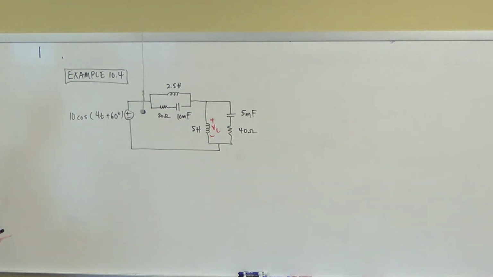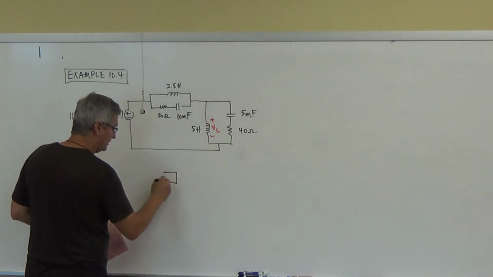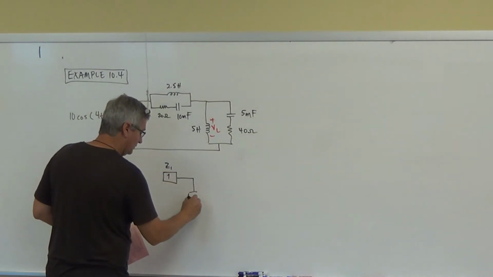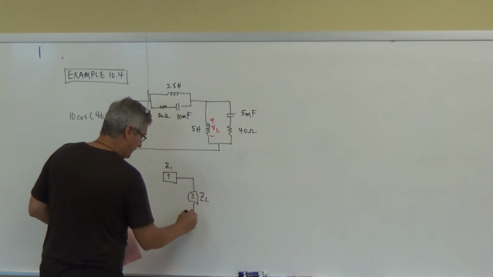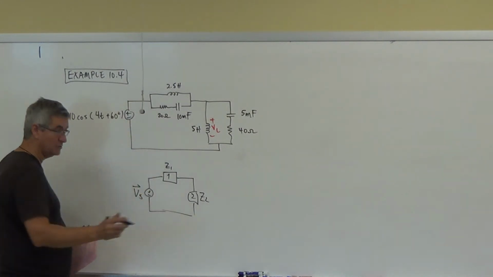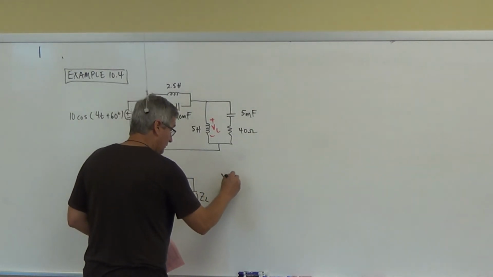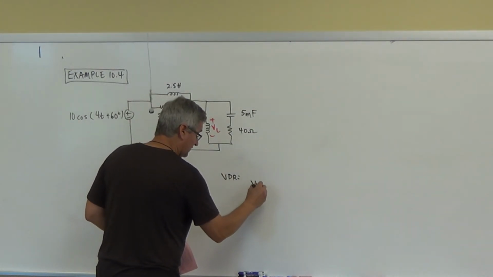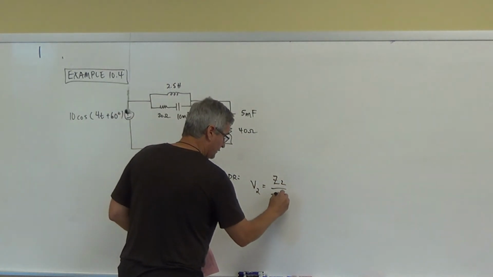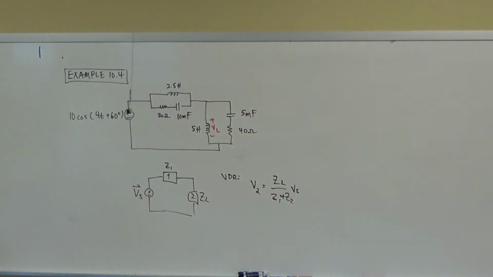So what am I going to do? I'm going to set up 2 blocks. So the way I'm going to look at this is, here's block number 1, which I'll call Z1. Here's block number 2, which I'll call Z2. And then, in the end, I'm going to have some voltage source here. Then I'm going to use VDR. What does VDR tell me to do here? It says that if I want the voltage across the second term, it's got to be Z2 over Z1 plus Z2 times V source. Are those all vectors? Absolutely.